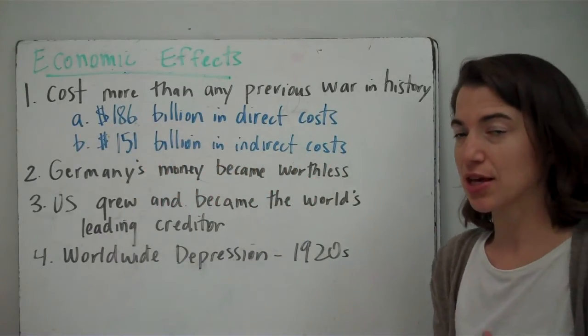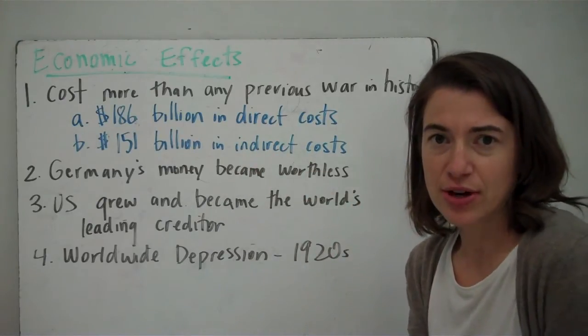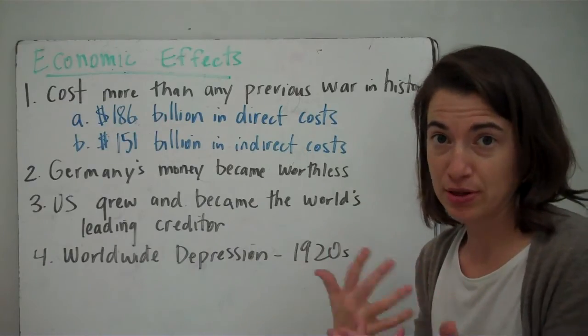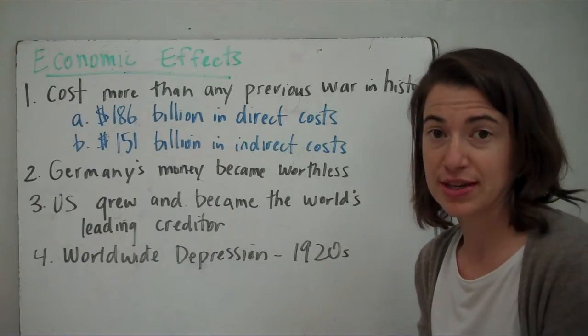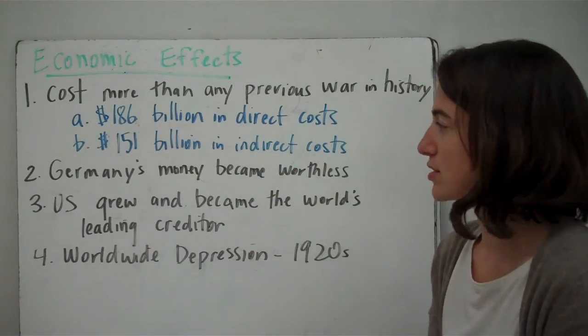What are those, you might ask? Those are things like the buildings being destroyed. So if someone bombs a city in England, you have to rebuild those things, so that costs to rebuild the infrastructure. So those are things that would go along with indirect costs.